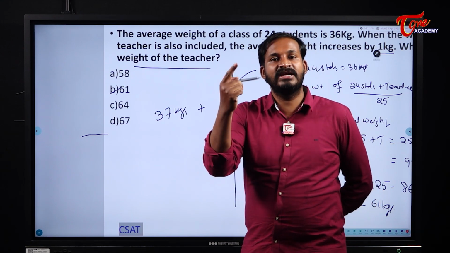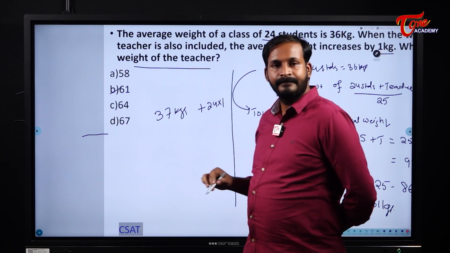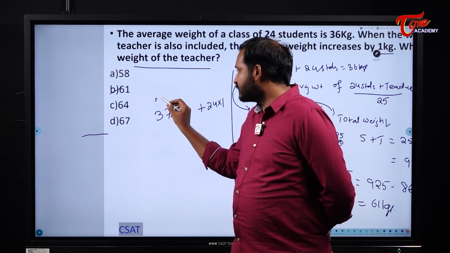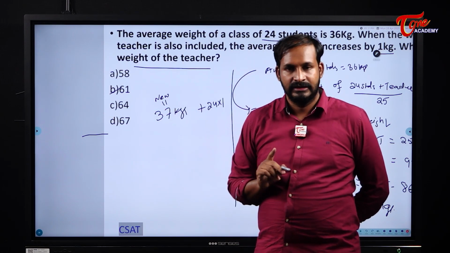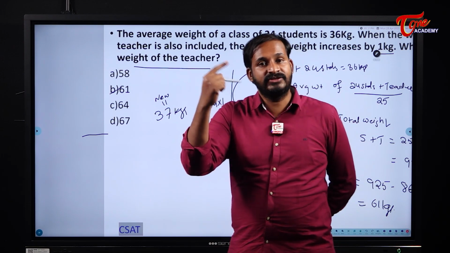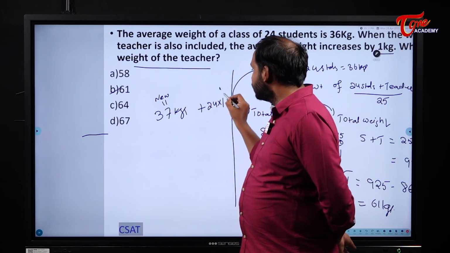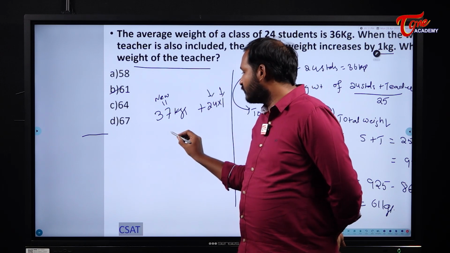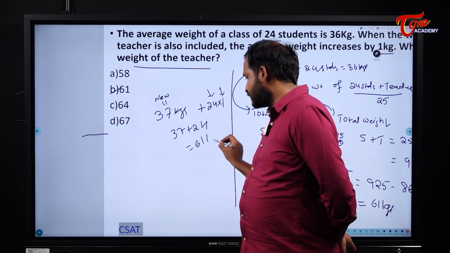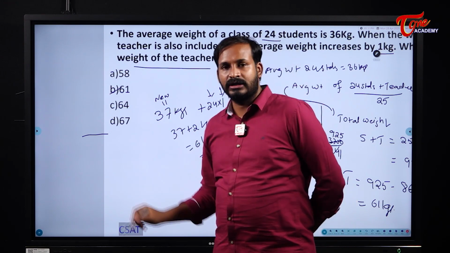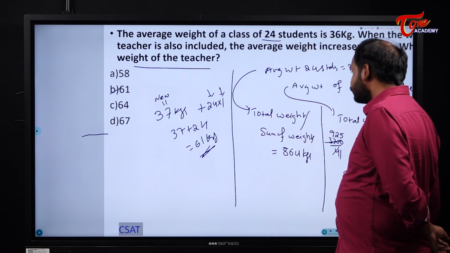24 students, and the average is increased by 1 each, right? So, 24 into 1. This is the new average students. After adding the teacher, this average will become what? 36 will become 37. So 37 plus, and every student's average increased by 1 means every student's weight is increased by 1 kg. That is 1, and this is the total number of students. So 37 plus 24, what will you get here? 61 kgs. Like this also you can do. This is the shortcut method for that one. Okay, 61 kgs. Next one.